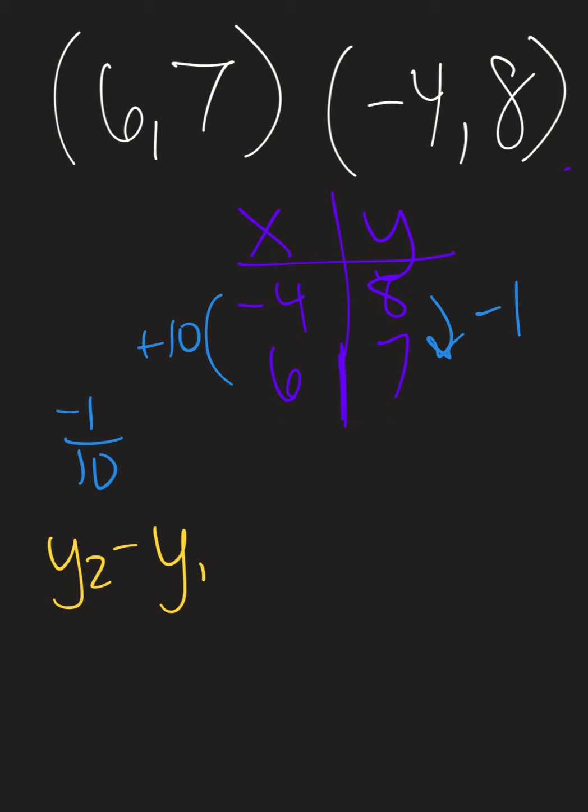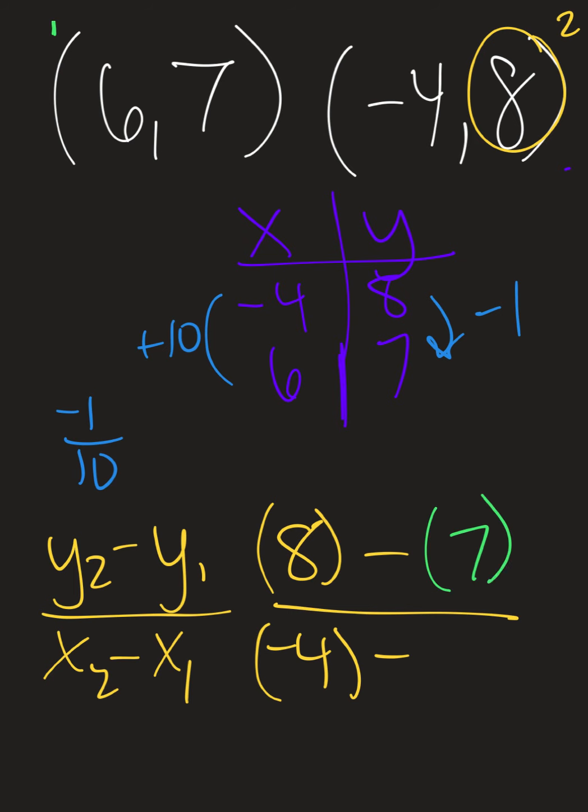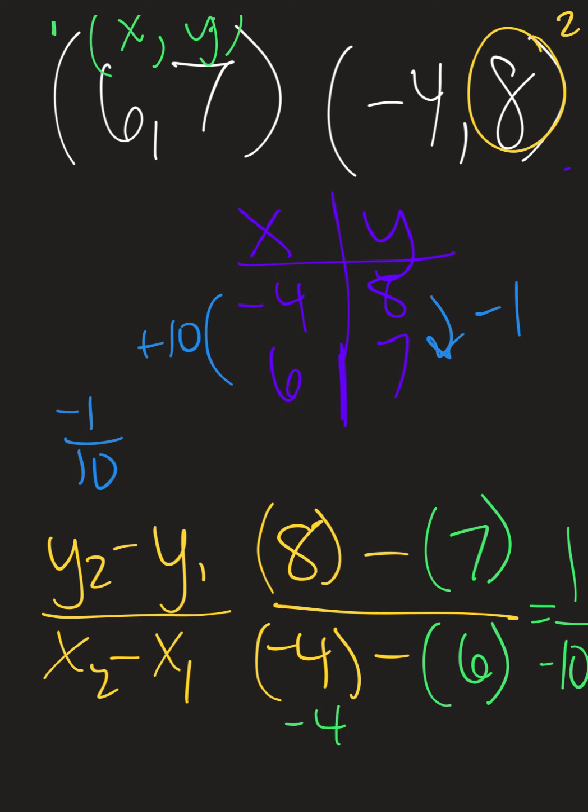y2 minus y1 over x2 minus x1 is my other option. I'm going to say this is point number 2, so I'm going to say 8 over negative 4 minus, this will be my y and x1, 7 over 6. Remember, y is always our second coordinate, and x is our first part of our coordinate. Okay? So 8 minus 7 is still 1. Negative 4 minus 6 is negative 10. They're both minus. So negative 4 plus negative 6, which is equal to negative 10.